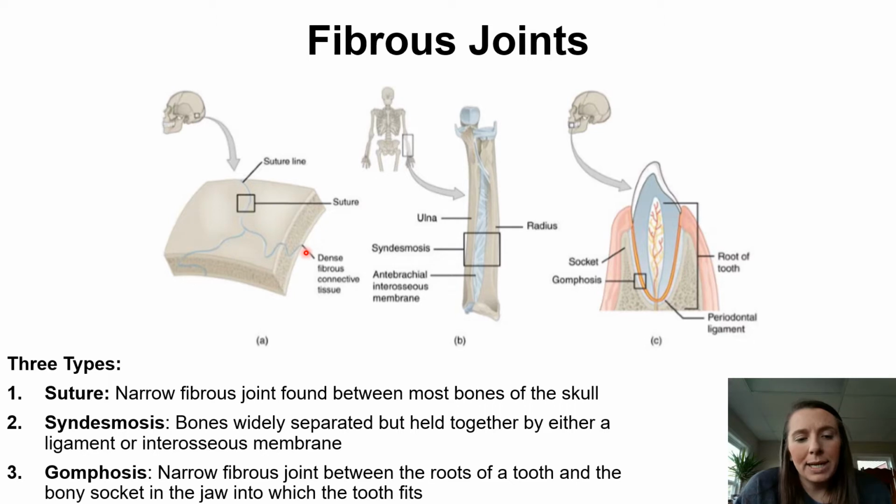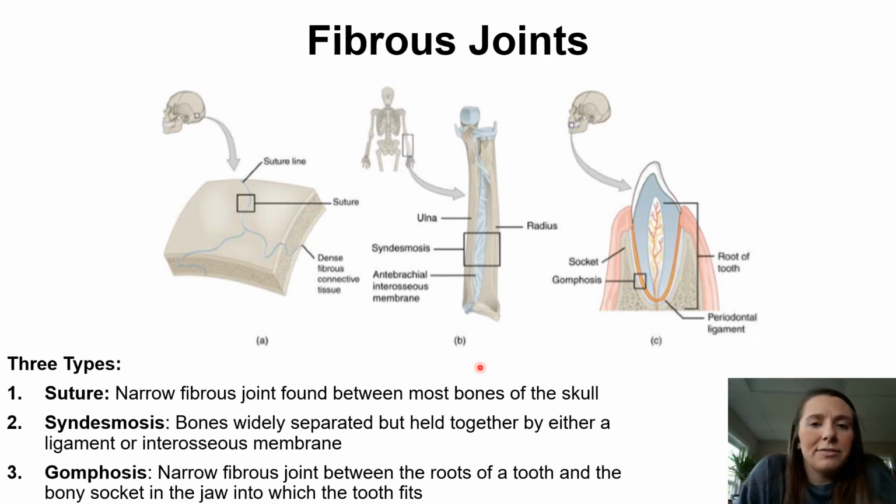The second subtype here are syndesmoses. In these types of joints, the fibrous connective tissue is usually located between two bones. So the bones are really widely separated, just like the ulna and the radius. And between those bones, they're actually being held together by either a ligament or an interosseous membrane. And so this example is showing you an interosseous membrane.